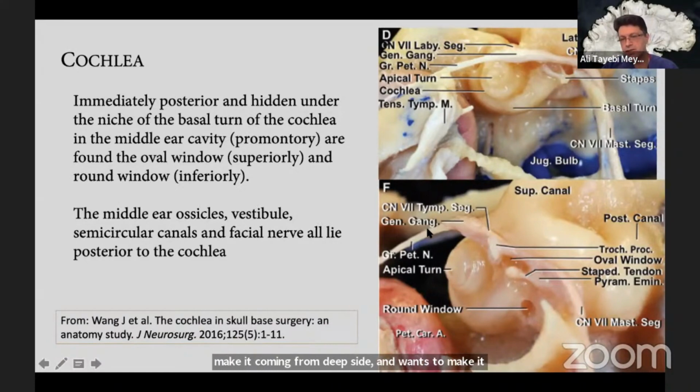Once it gives rise to the GSPN, the geniculate ganglion, it is right between the rest of the labyrinth and the cochlea. And you can see that this part of the facial nerve is right above the stapes and right above the oval window.